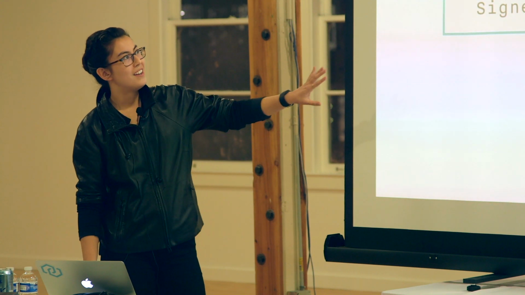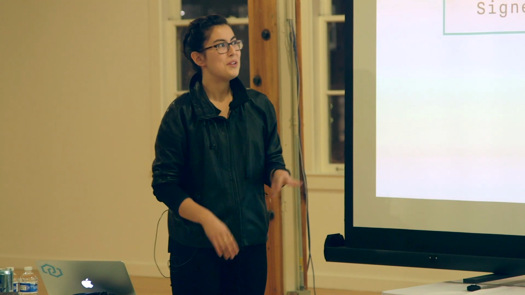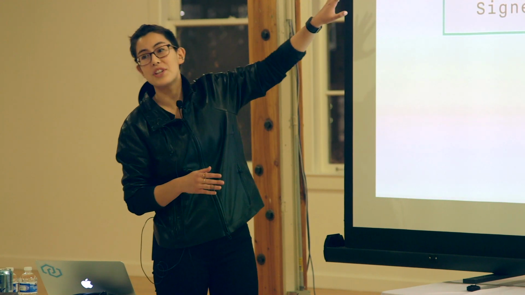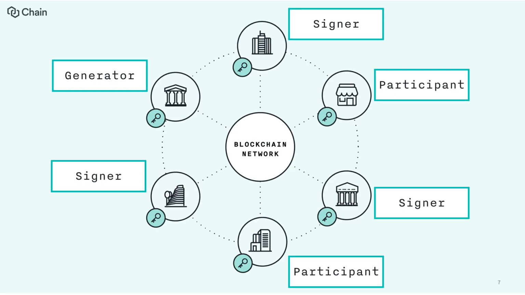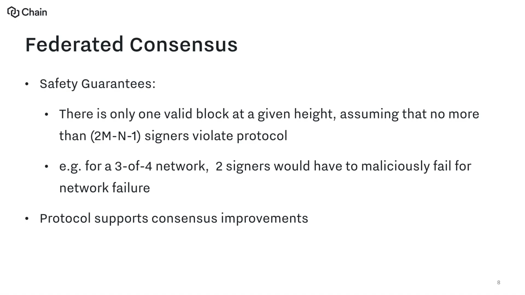So to go back to our slightly corny blockchain diagram, you could visualize that like this, right? We have a single generator, a few signers, and the remaining nodes are participants. So this is pretty safe. It guarantees that we won't have conflicting blocks at a given height, assuming that no more than 2M minus N minus 1 signers violate the protocol. And our protocol also supports consensus improvements, so we could implement a stronger consensus algorithm if we needed one moving forward.